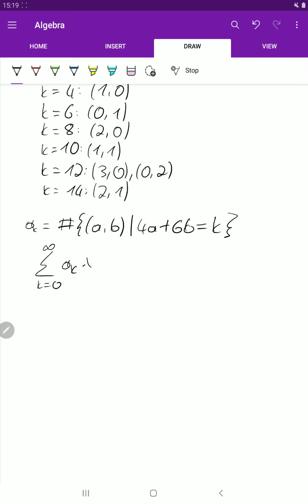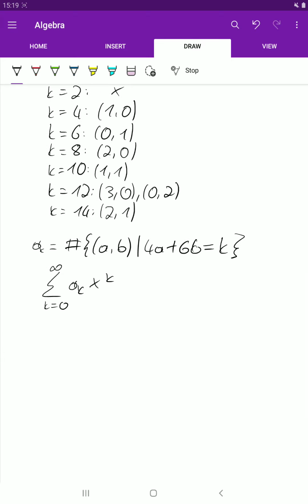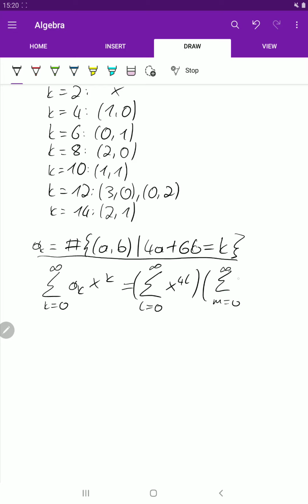So we want to consider a_k, and now we just write it as a formal power series. So the a_k are given by this equation here. And what you can now easily check just by the summation formula is that we can write this as the sum from l equals 0 to infinity of x to the 4l, times a sum from m of x to the 6m. So you can easily check that the product of these two gives us the series with coefficients a_k.